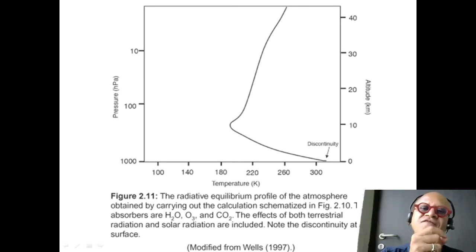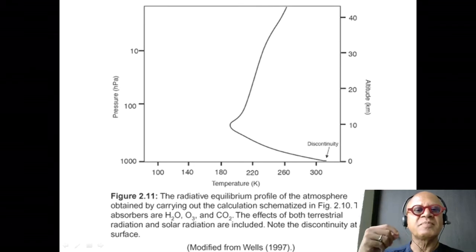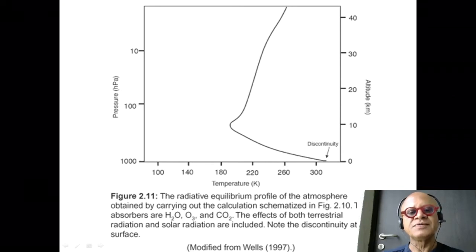UV, remember the shorter wavelengths from the sun, is absorbed by O2 to split into O atoms, which combine with another O2 to form ozone, and then ozone absorbs some more UV and so on. Endothermic reactions give us a warmer temperature.